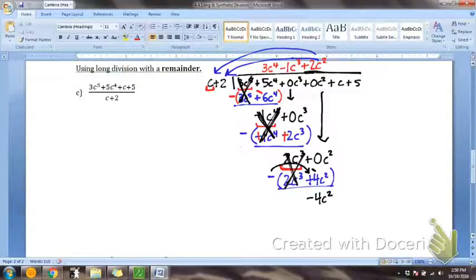Justin, how do I keep going through the problem? If I have my negative 4c squared, how am I going to continue? Bring c down. Excellent. Bring the c down. Okay, Darius, what do I ask myself? To make whatever this first one is down here. So what do I have to multiply c by to get negative 4c squared? And what would you say? Negative 4c. Yep, good.